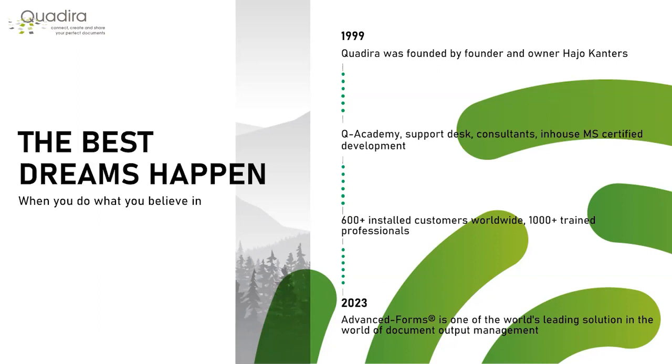Yeah, thank you very much. Then we'll go on with the introduction of our company. Vishal already mentioned it. We're from Cordira. Cordira was founded in 1999 in the Netherlands. We're based in Veghel, a small city near Eindhoven. Maybe that sounds familiar to you. That's where we actually started building our solution, Advanced Forms, and that was done by our founder and still owner, Hajo Kanters.